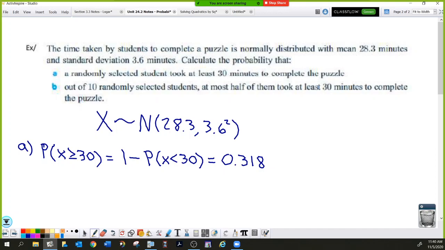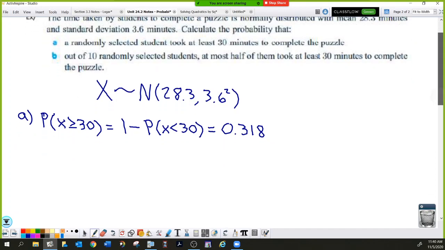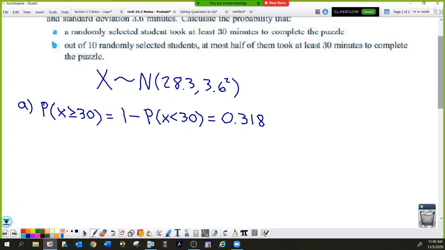Part B. Ooh, okay, there it is. Part B. Out of 10 randomly selected students, at most half of them took at least 30 minutes.